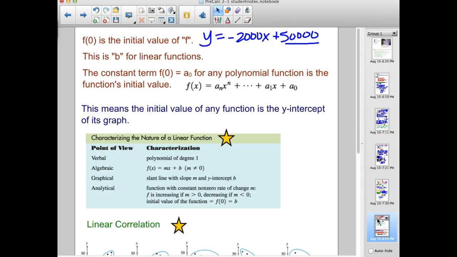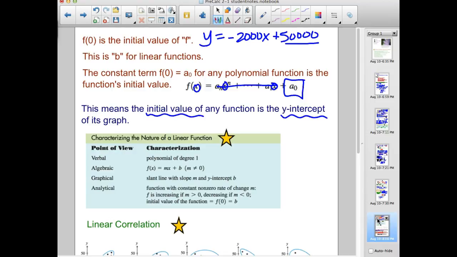The constant term for any polynomial function is the function's initial value. That means I can come up with a huge polynomial. If all of these x's get turned into zeros, all of this stuff disappears. So when you put a 0 in, all you have left is your constant term. So the initial value for any function is that constant term, which is going to be the y-intercept of your graph.